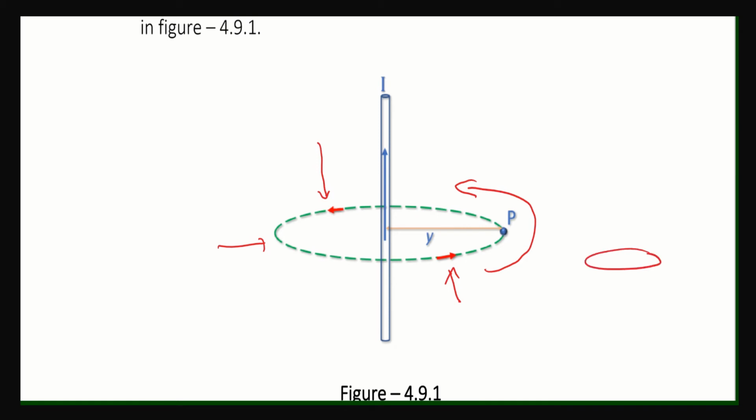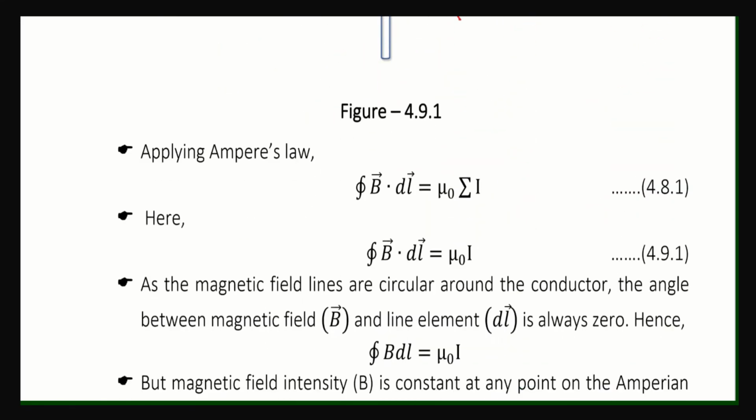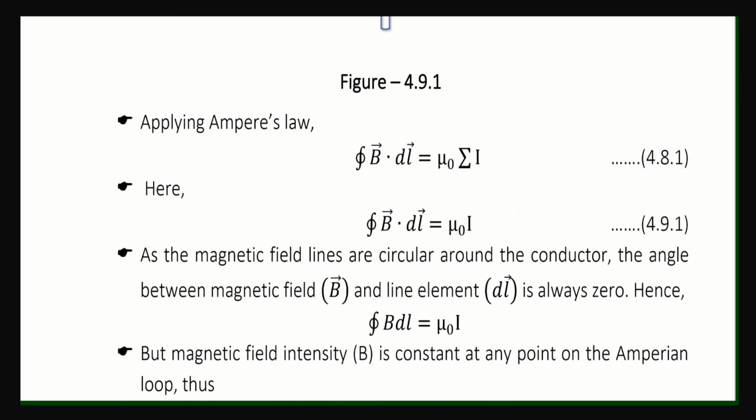And hence, if you apply the right hand screw rule and you rotate the right hand screw in this fashion, you realize that it will advance in the upward direction. So currents in the upward direction should be considered positive. So is I positive or negative? It should be considered positive. And with that, we applied Ampere's circuital law, and this is where we are.